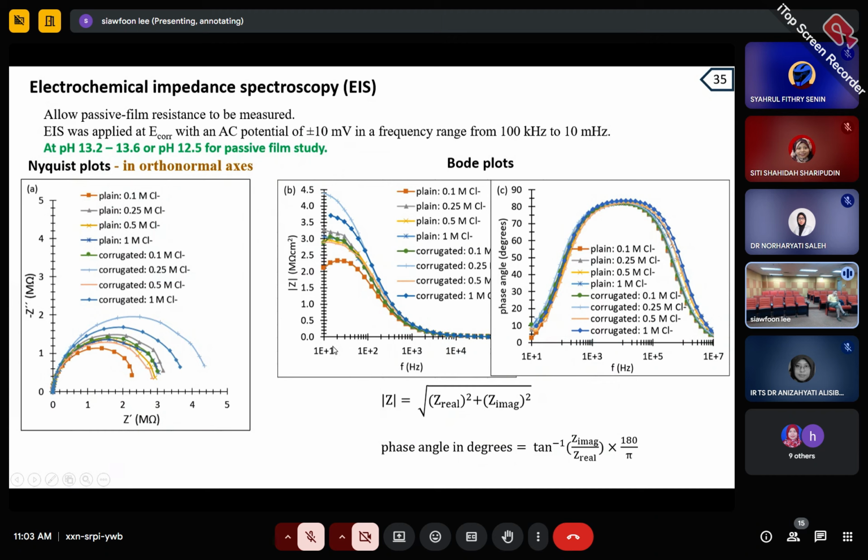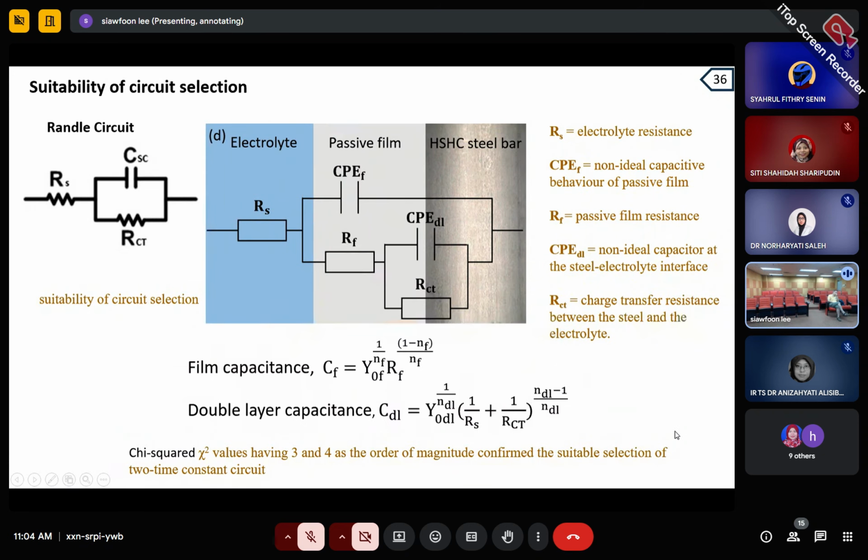Okay, and for the Bode plots, they use the modulus of the impedance here against the frequency, and this is the phase angle, which you can calculate using this equation. Okay, so from there you need to work out a circuit to fit it. It's some kind of modeling, and there is software to do it.